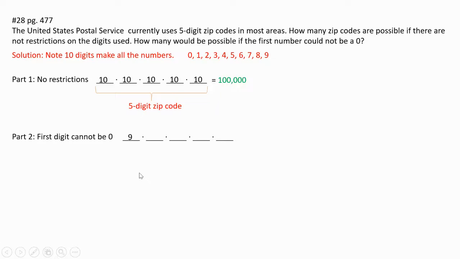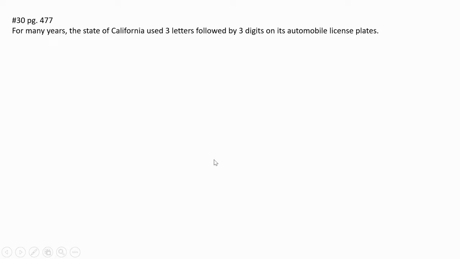So the first number cannot be a 0, right? So 9 can go here, because 0 cannot go in there. So how many are left? There are 9 digits, 1 through 9. And then 10, and 10, and 10, and 10. We multiply it out. It's going to give us 90,000. So 90,000 possible ways.